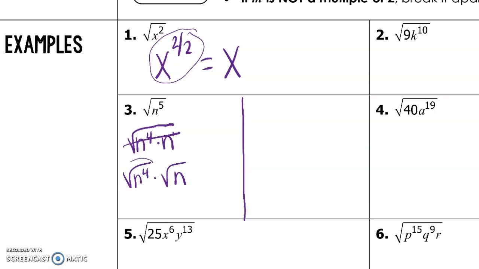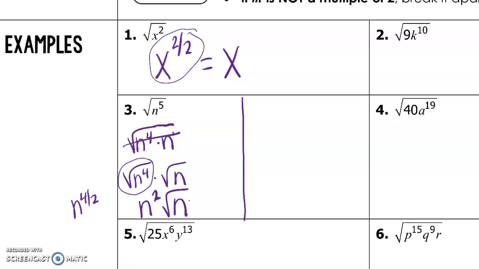So this one becomes n to the 4 divided by 2, which is just 2. If you need to do the step where you write out 4 divided by 2, you can do that. And then the square root of n just comes along. You should not have any exponents underneath the square root sign. That should always just be a 1 under there. So that's the formal way, or what I call the long way.